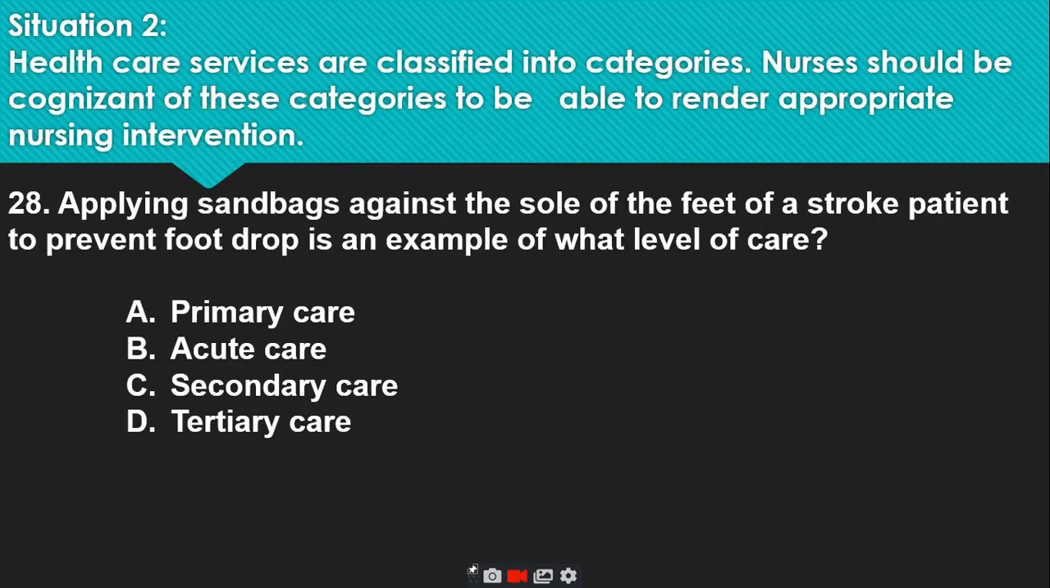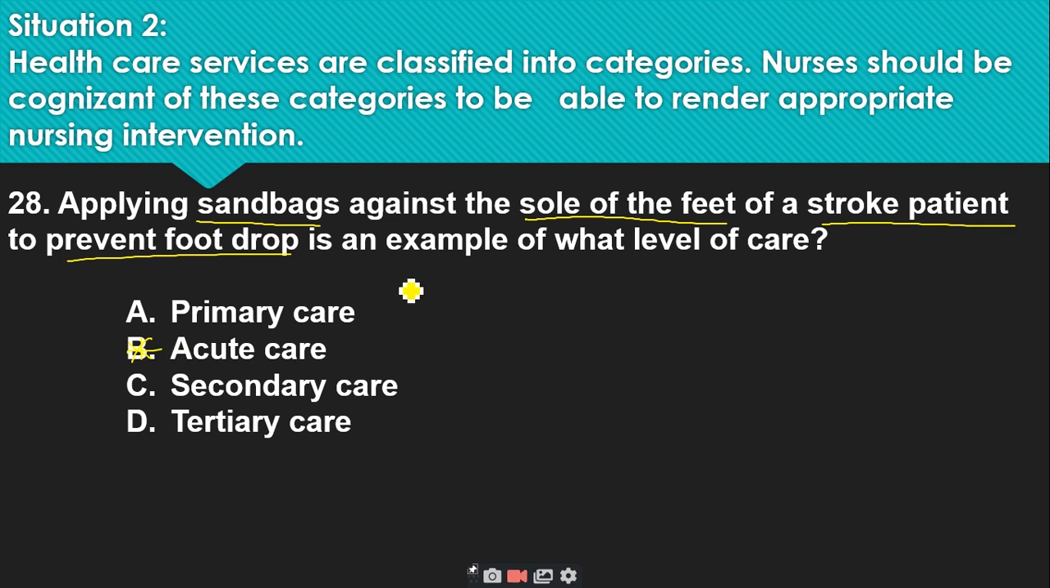Let's now have 28. Same situation. Applying sandbags against the sole of the feet of a stroke patient to prevent foot drop is an example of what level of care? So our keyword here is sandbags to the sole of the feet and stroke patient to prevent foot drop. First reading: primary care, acute care, secondary care, or tertiary care. Let's eliminate directly the acute care.